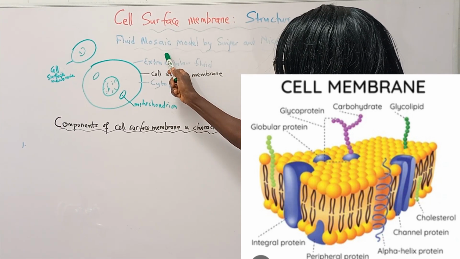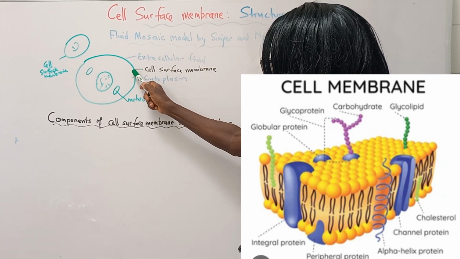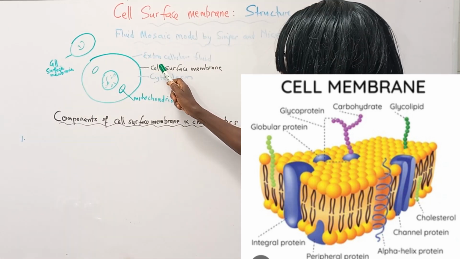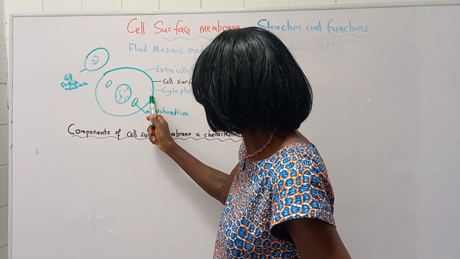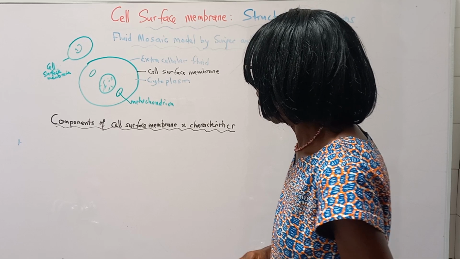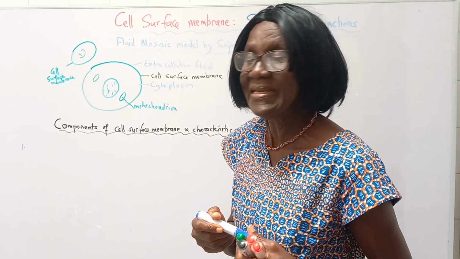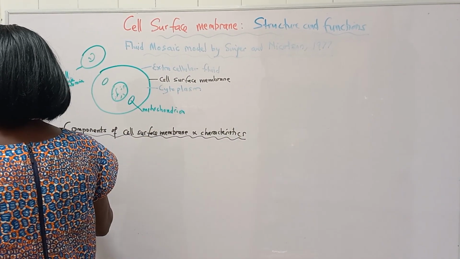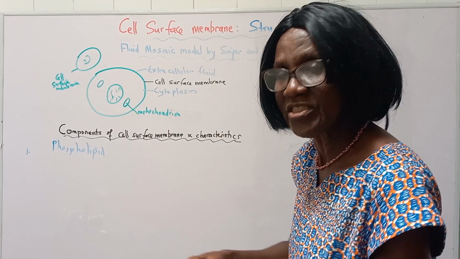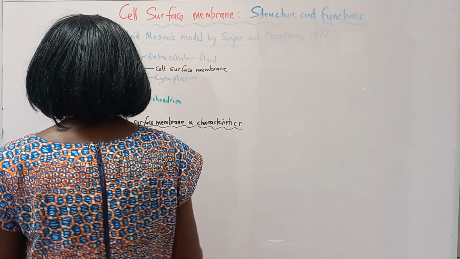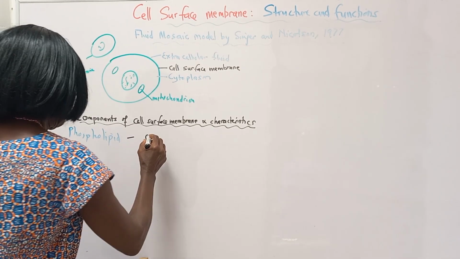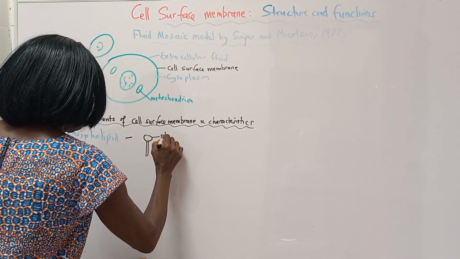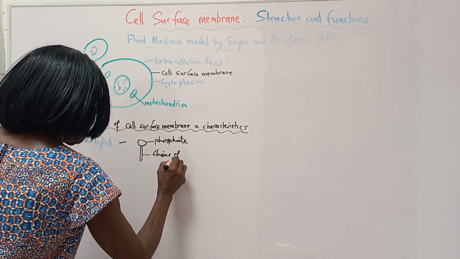Now, mosaic means that the cell membrane has a mixed structure, and we will look at the components of the cell membrane. The main component is phospholipid, so we'll look at the structure of the phospholipid. The phospholipid has a phosphate head and fatty acid chains. So this is the phosphate and this is the chains of lipid.